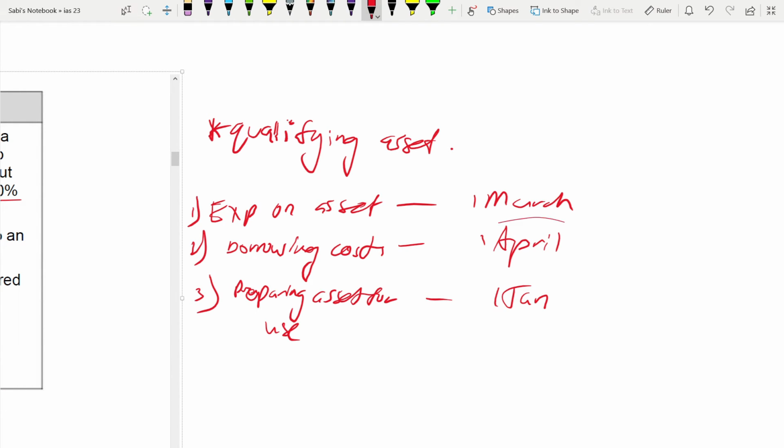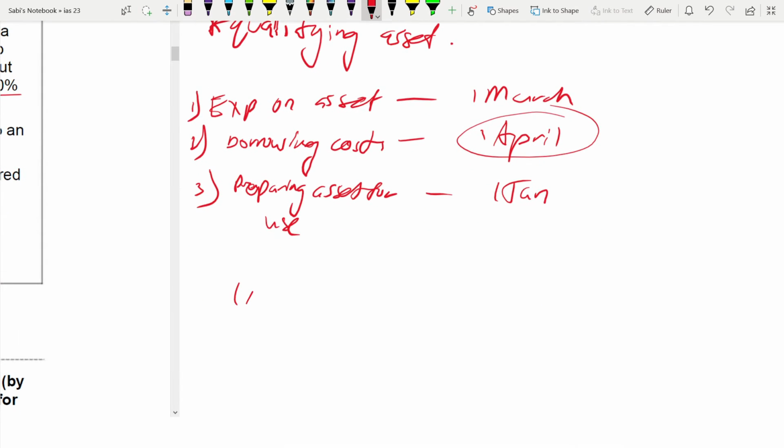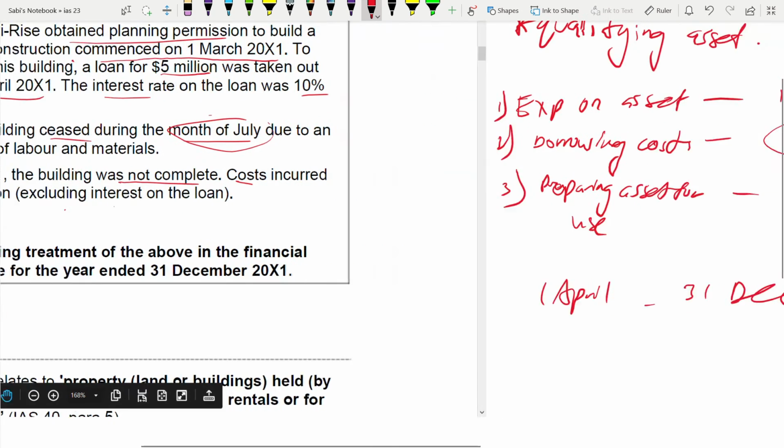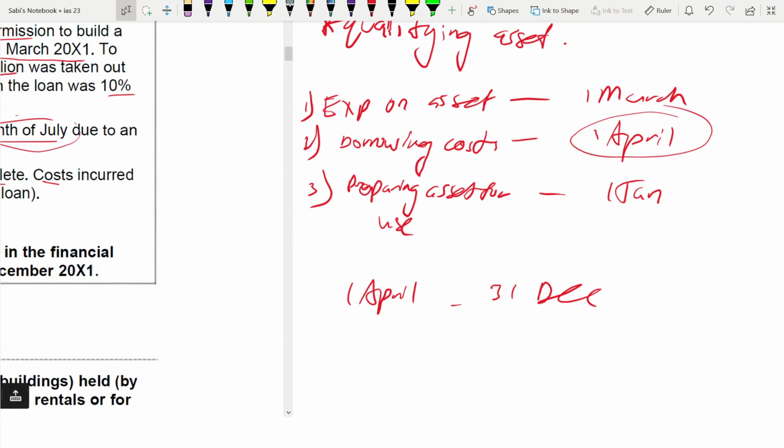That is 1st of April. So the capitalization period starts from 1st of April to 31st December. But hold on guys, there is 1 month that it was not in use, ceased during the month of July. So out of this, cut the month of July. First count how many months: April, May, June, July, August, September, October, November, December.